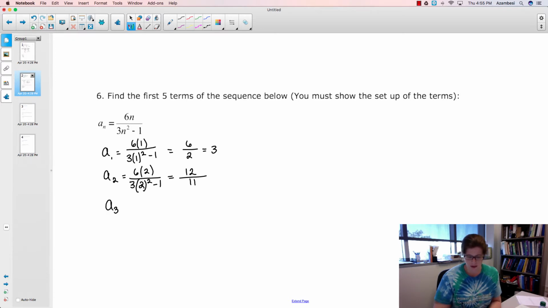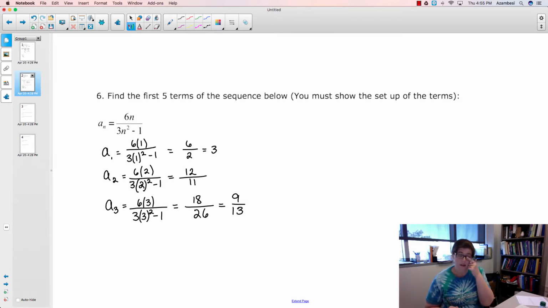So A3, 6 times 3 on the top, 3 times 3 squared, minus 1 on the bottom. So 18 on the top. 3 squared is 9 times 3 is 27, minus 1 gives me 26. And I can do 9 over 13 here. So, and so on and so forth. If this says the first 5 terms, just be careful that you list out A4, A5, and so on. And you can use your calculator to help you along there.